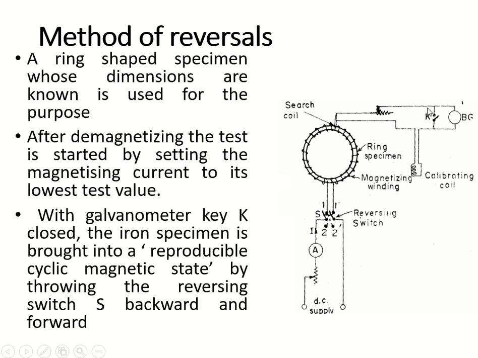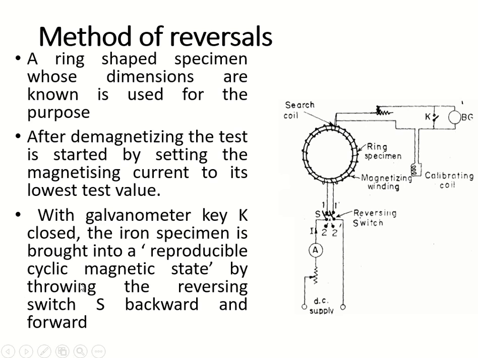With the galvanometer key closed, this is the ballistic galvanometer, and across it we are connecting a key. I have already explained the circuit in the previous class, that is why I am not going into detail about the experimental setup. With the galvanometer key closed, the iron specimen is brought into a reproducible cyclic magnetic state. What is the purpose of the reproducible cyclic magnetic state and how is it achieved?